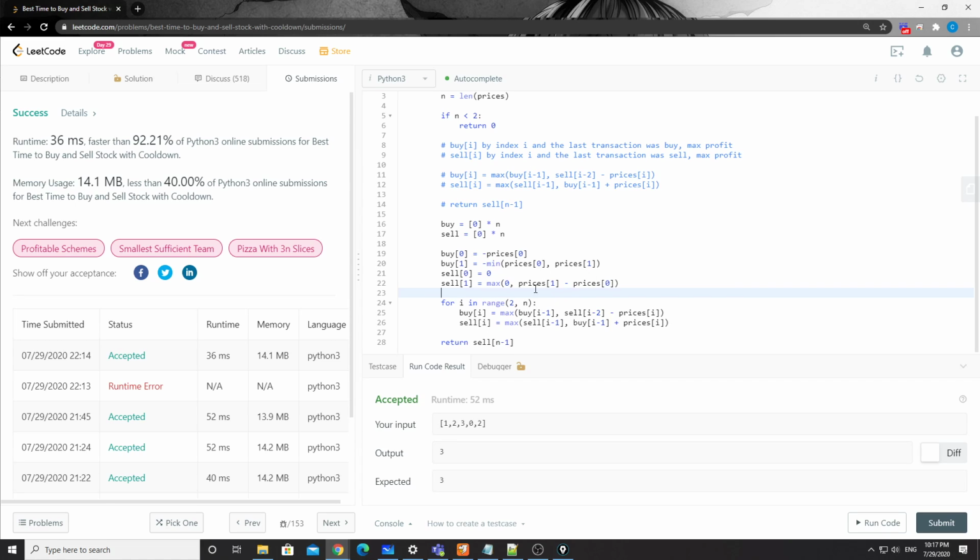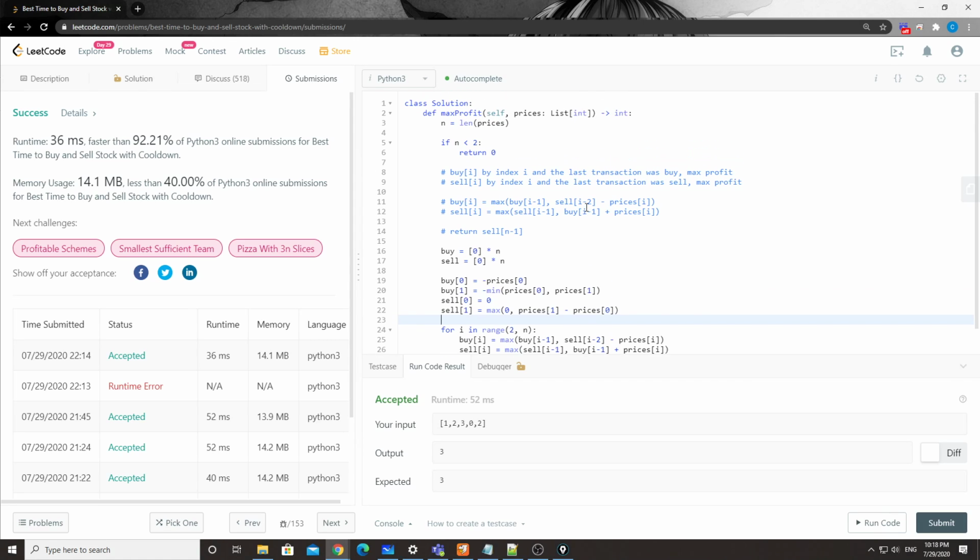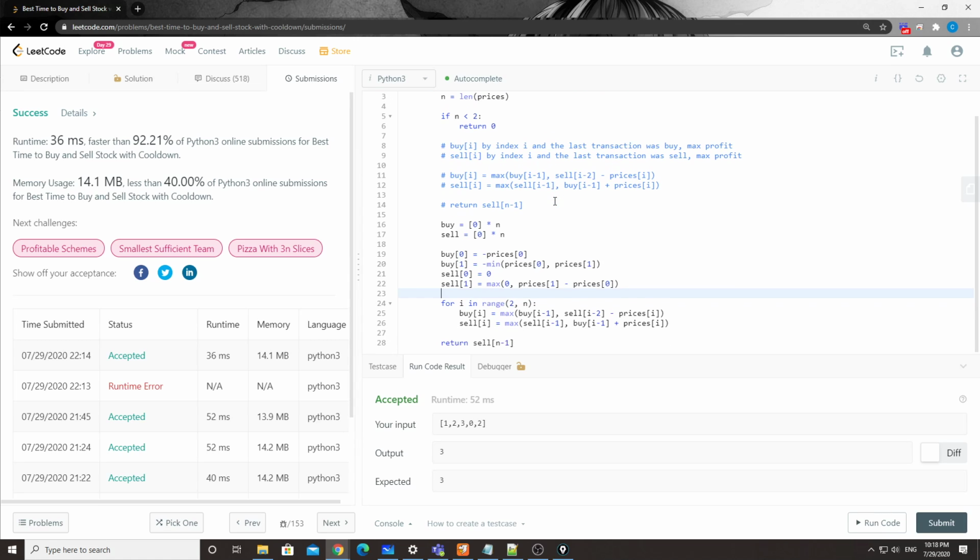I'm going to leave that to you guys to implement if you're really interested in how we can reduce the space complexity from O of n to O of 1. Basically, you just need to use three variables and keep updating them while you're doing the for loop. Yeah, I think that's pretty much what I want to talk about for this problem.